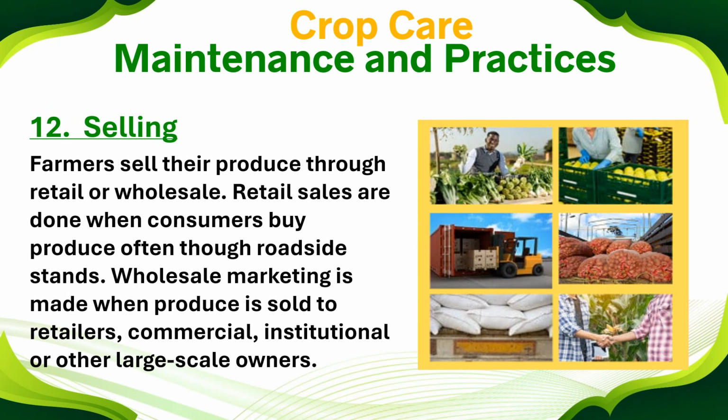The selling process. In selling, the farmers sell their produce through retail or wholesale. Retail sales are done when consumers buy produce, often at roadside stands. Wholesale marketing is made when produce is sold to retailers, commercial, institutional, or other large-scale owners.